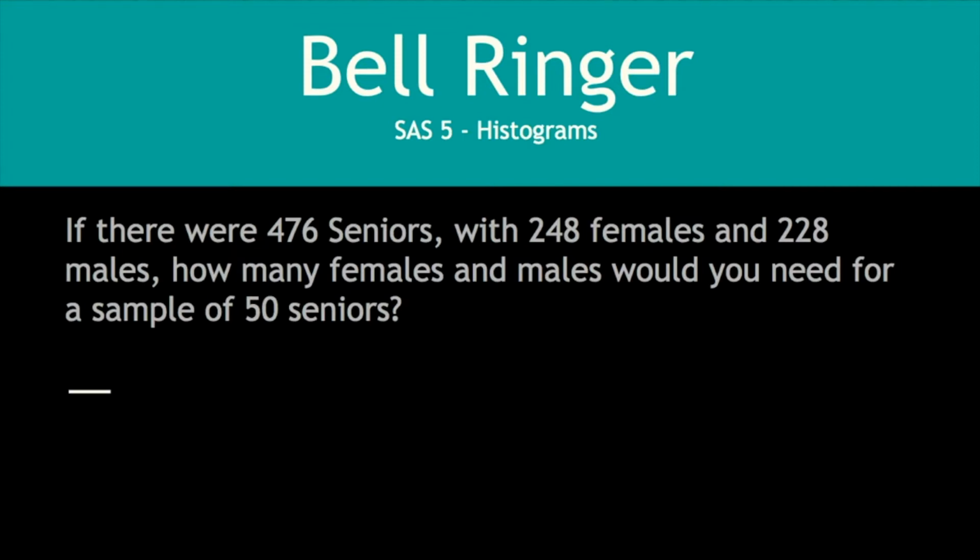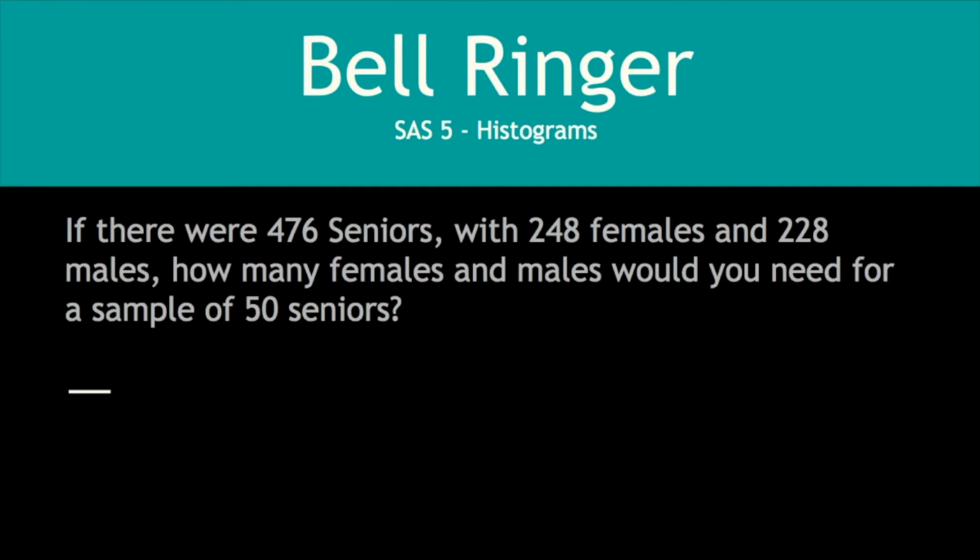So the bell ringer today is on what we discussed yesterday and the day before, student activity sheet 4, which was on the different design methods, and also on how to find what's called a representative sample of the population. In the bell ringer, we talk about the population of 476 seniors in high school. In that 476 seniors, 248 of them are female and 228 are males. How many females and males would you need for a sample of 50 seniors? So you wanted to sample 50 seniors out of that class of 476.